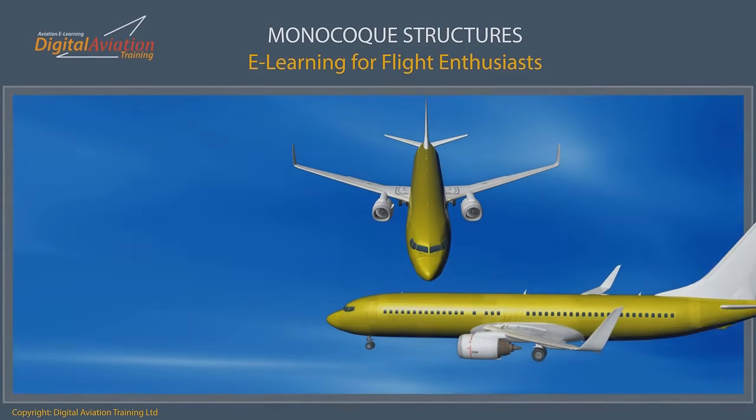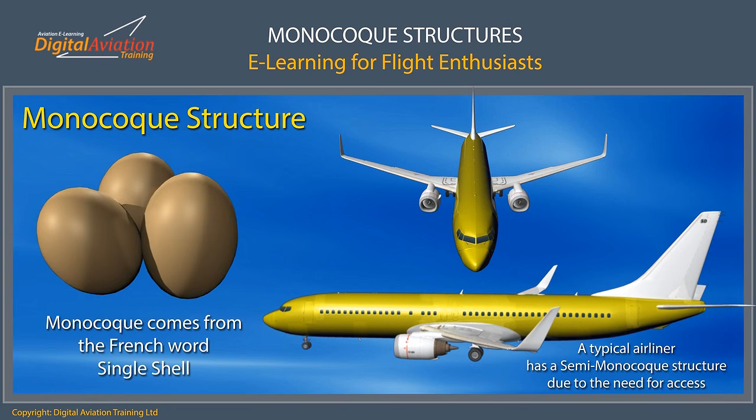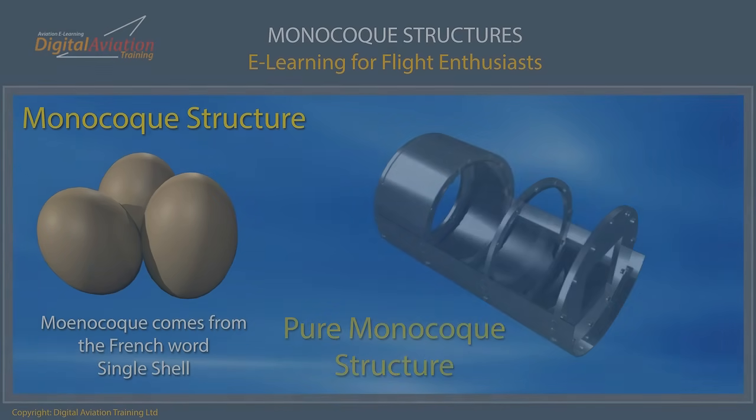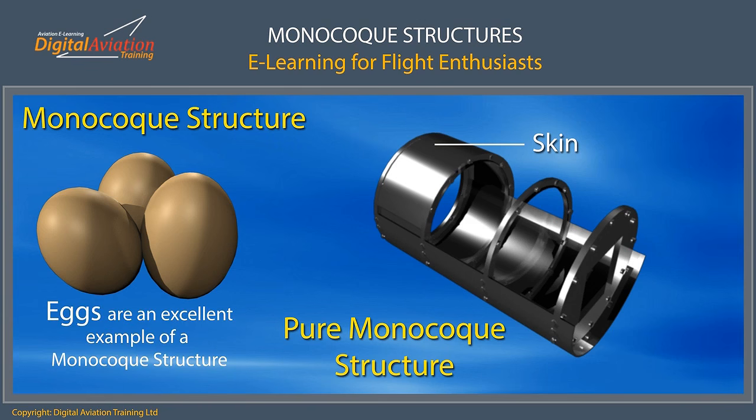We'll begin by looking at the construction of a typical jet airliner's fuselage. This is normally of a semi-monocoque design. Monocoque derives its name from the French word for single shell. In a pure monocoque structure, the skin is responsible for all the loads placed upon it. The shape provides its strength. Unsurprisingly, given its name, eggs are an excellent example of a monocoque structure.